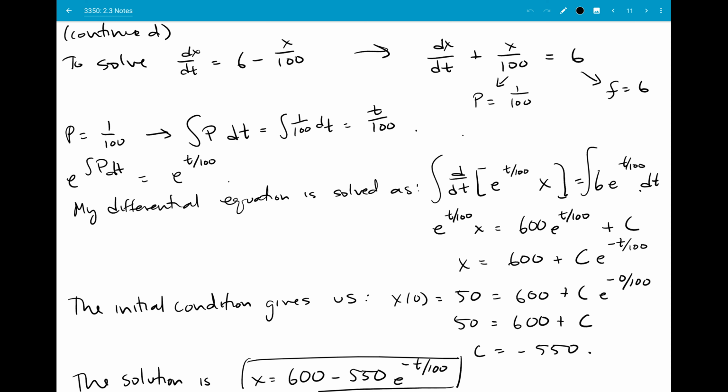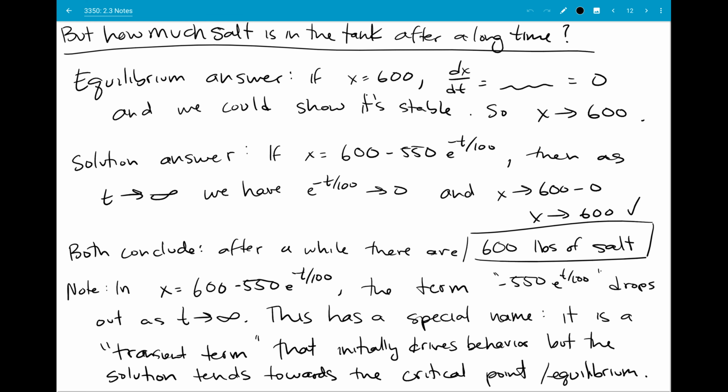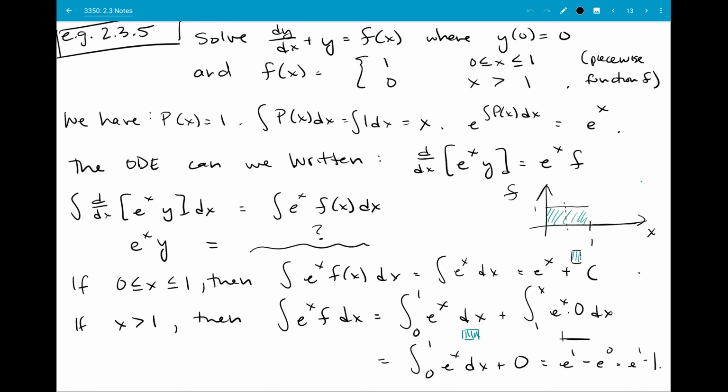Something that was interesting about this problem was that we actually talked about this idea of transient terms. So we thought about what the equilibrium of our solution was. We thought about what the solution actually did as time went on. And we connected those two ideas, demonstrating that we get the same answer for what happens to the solution because part of the solution goes away. That was a bit of vocab for you and getting us thinking about these solutions as actual functions related to equilibrium values.